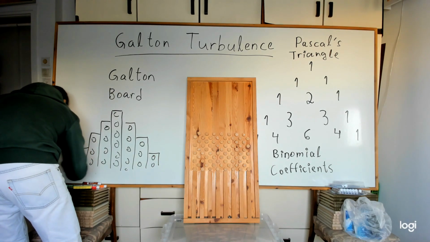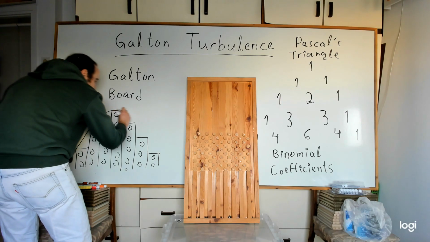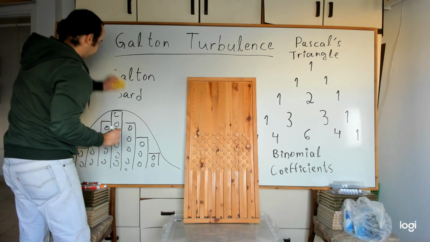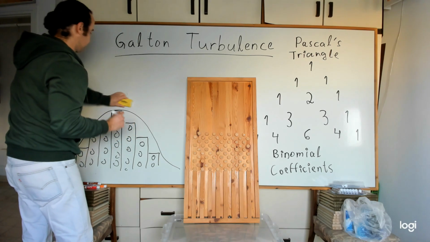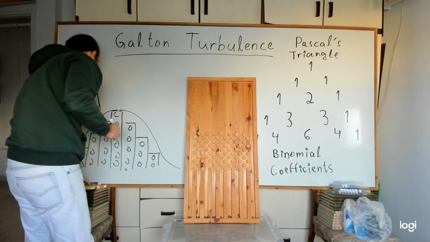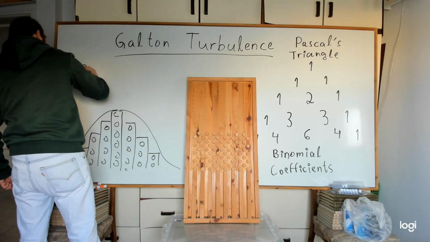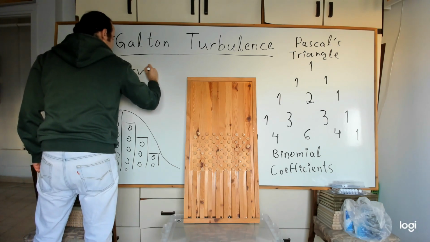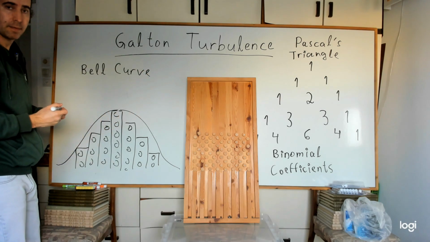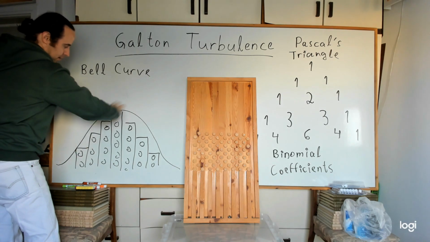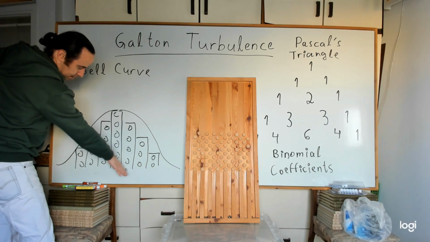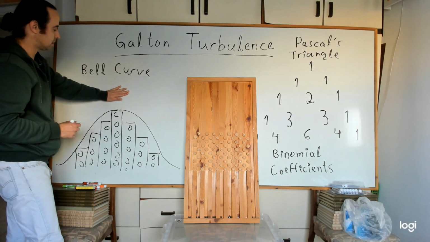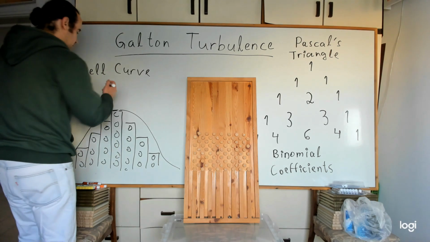And this is a shape that is called a bell curve, because it looks like a bell, right? From the side, like here is the thing that makes the noise. And it's also called the normal distribution.